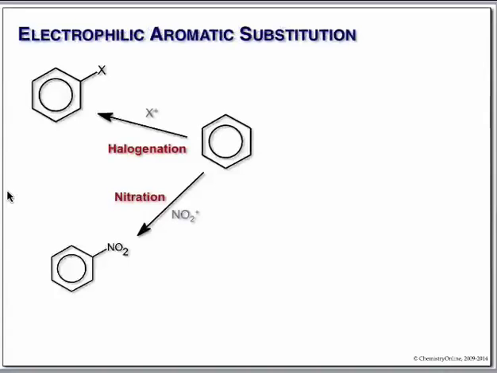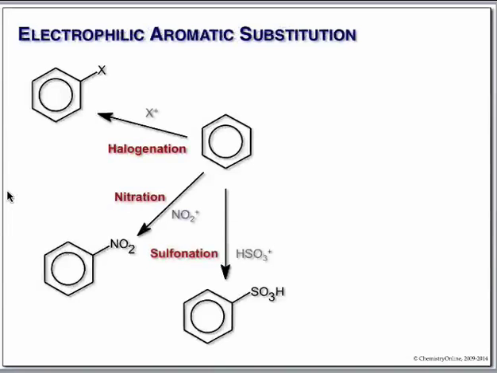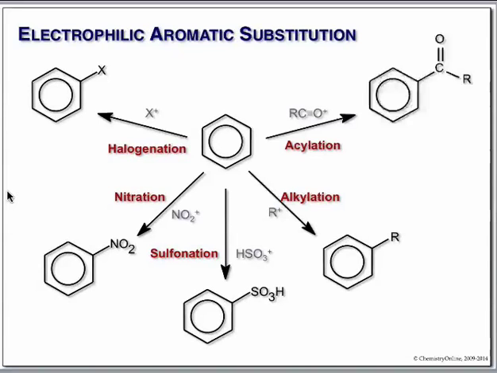We said we could do nitration, where we have NO2 plus as our electrophile. Sulfonation, where we have protonated SO3 as our electrophile. The Friedel-Crafts alkylation, using a carbocation-like species to put an alkyl group on the ring. And finally, acylation, where we use an acylium ion, again, as our electrophile.